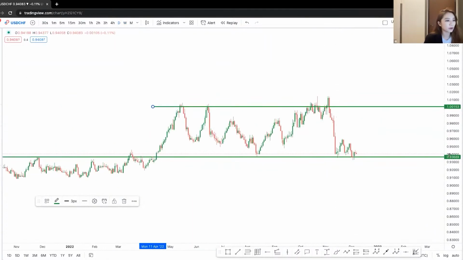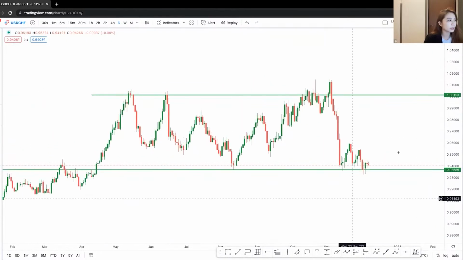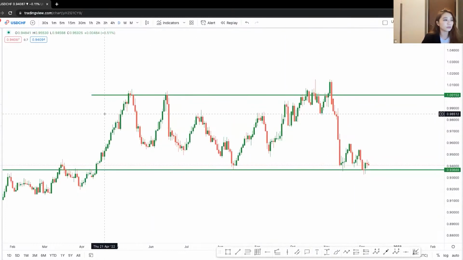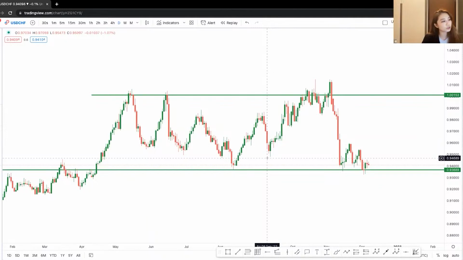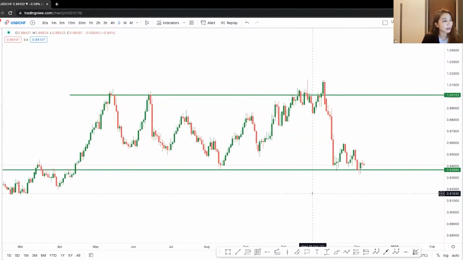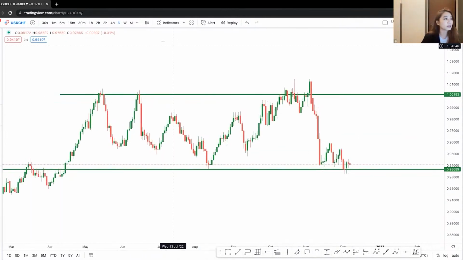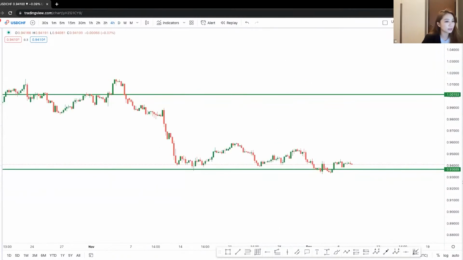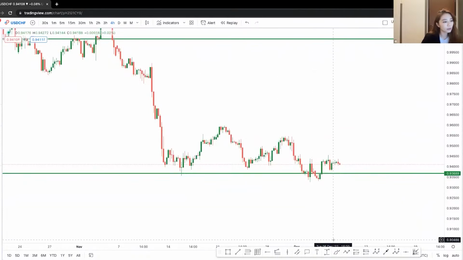We can see that for now, in terms of the daily, price is actually moving in between these two prices. So we're looking at 0.93 and 1.001. In terms of the daily chart, it is not super trending. We are looking at a sideways moving kind of trend. However, if you take a closer look at the H4, you can see that it's moving down slightly.